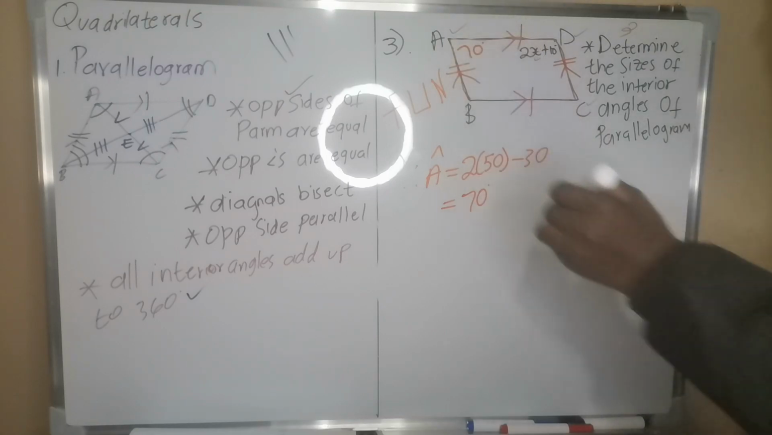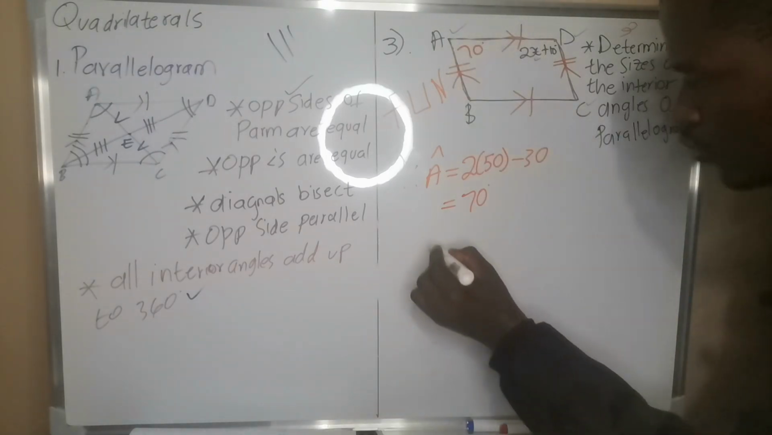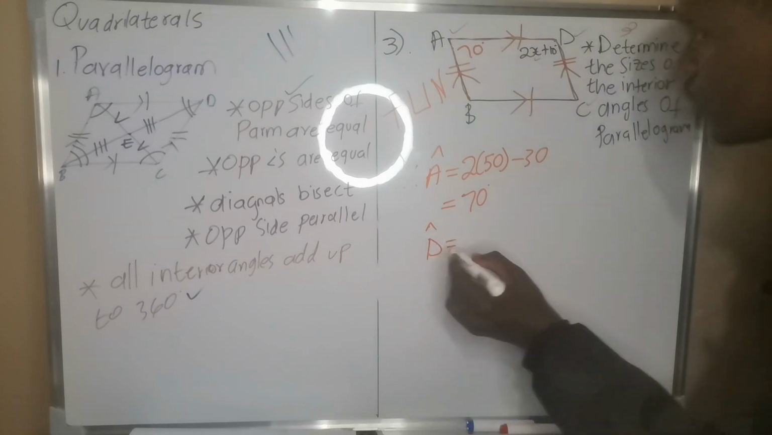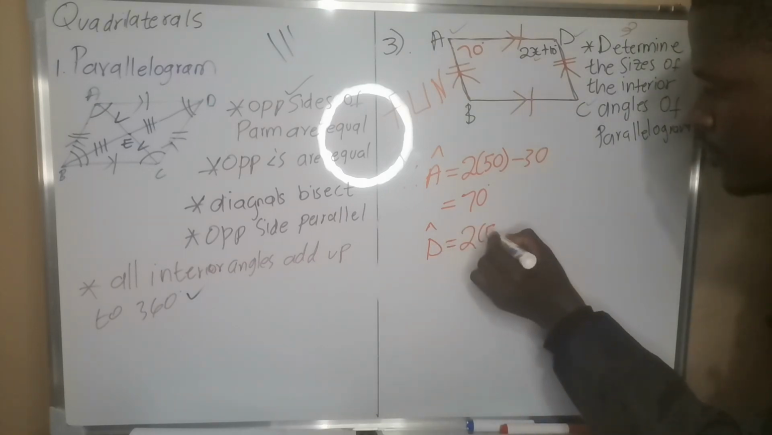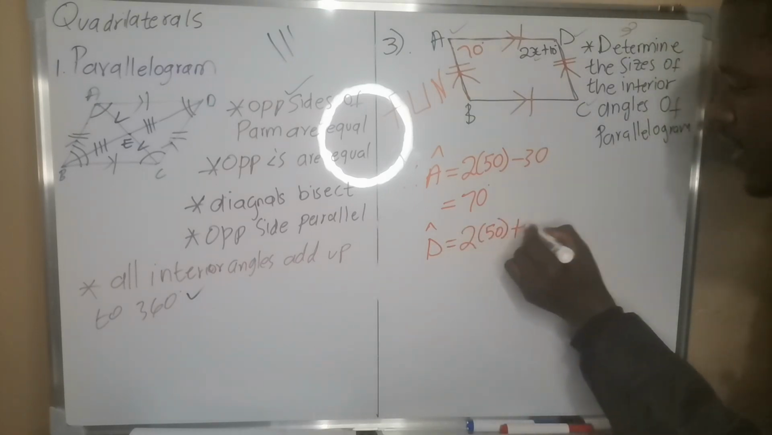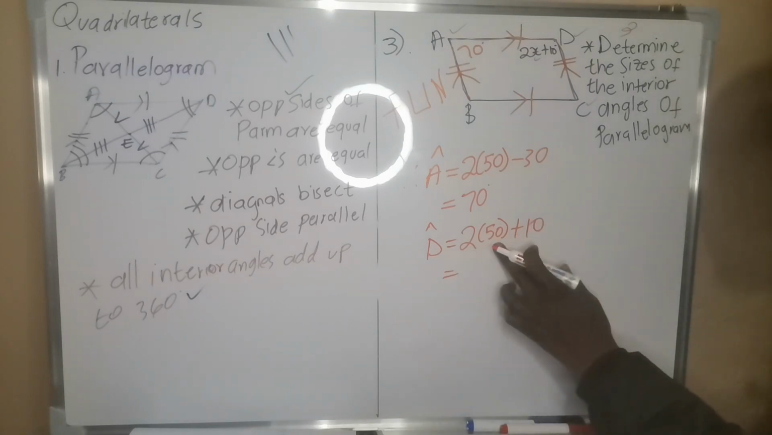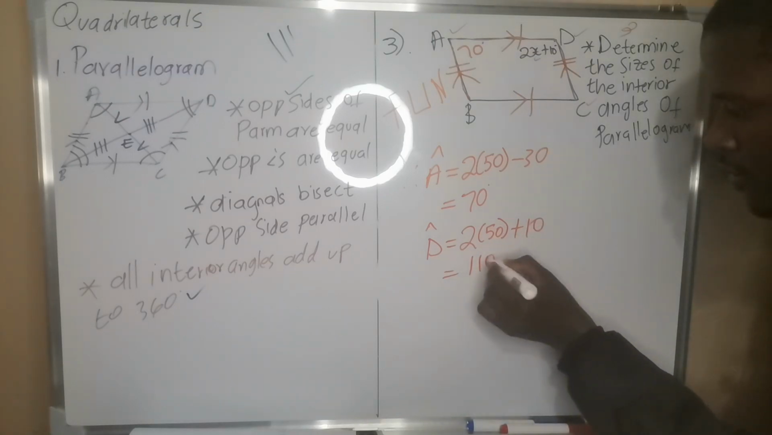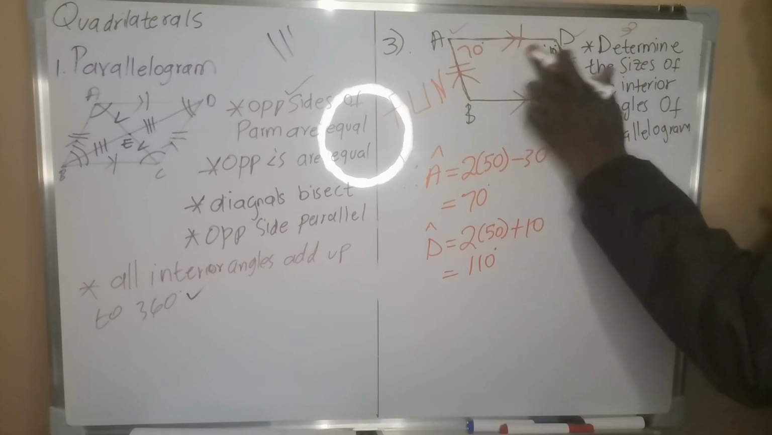Angle D, I can find it also. Angle D is equal to 2 times 50 plus 10. 2 times 50 is 100, 110. 110, angle D.